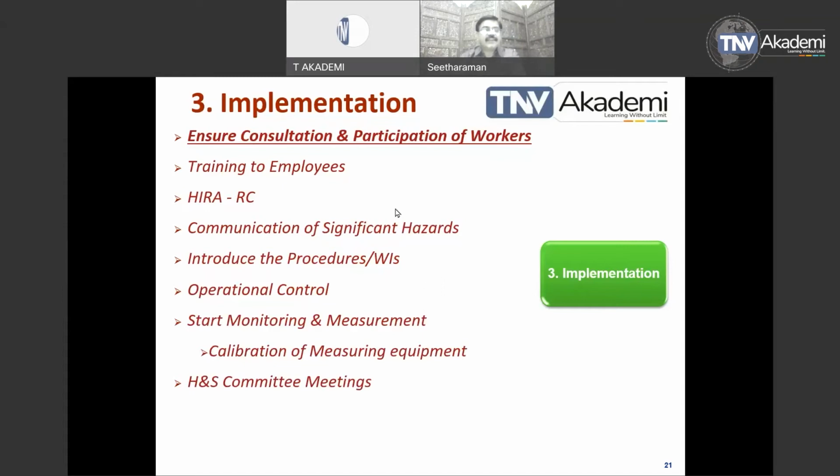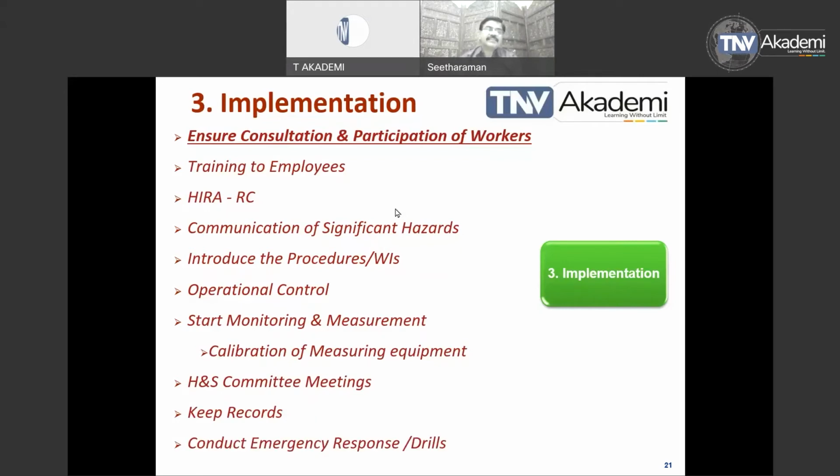And then health and safety committee meetings. That is also in the implementation phase. We have to have meetings. So we are involving employees and workers, and also listening to them and considering their views. Then we try to implement them. That's why this is going to improve the safety performance. Then keep records of the minutes of meetings and all the monitoring and measurement. Everything we have to keep records.